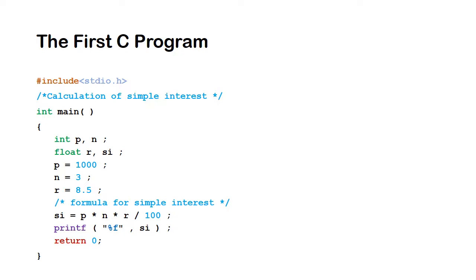So over here I have taken p, n as the integer values, integer numbers, and I have taken r and si as real, because the percentage rate of interest could be anything like 8.5, 9.5, and si, which I have calculated, may also be a real number. And then I have done a printf, so it will print the value of si, and then a return zero will normally terminate the program. So this is the simple C program.